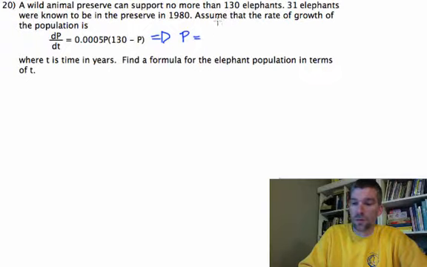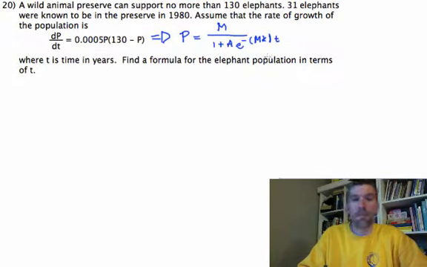P is equal to M over 1 plus A times e to the negative MK times t. All right. That's the logistic function that models the population that results from this differential equation.